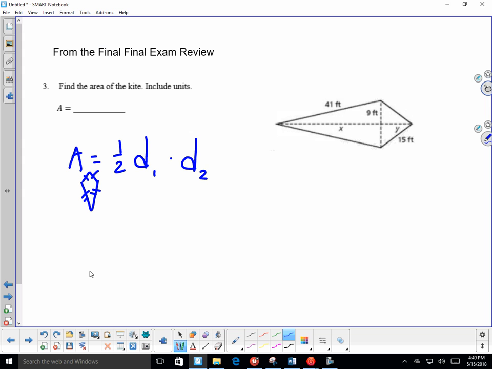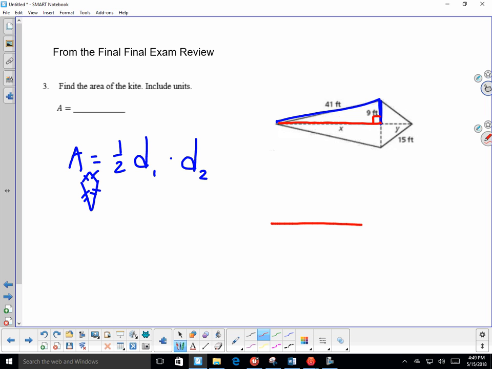So for this problem, I think we're actually going to have to find the length of the diagonals. They're not giving that to us. So if this part right here is 9, and this is 41, then we're going to have to find this side right here. It looks to me like we have a triangle drawn, and in a kite, the diagonals are perpendicular to each other, so that's a right angle.